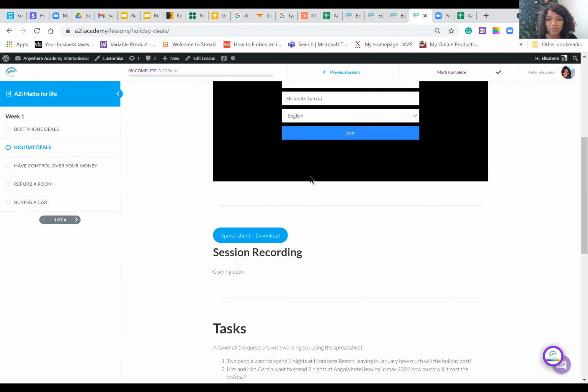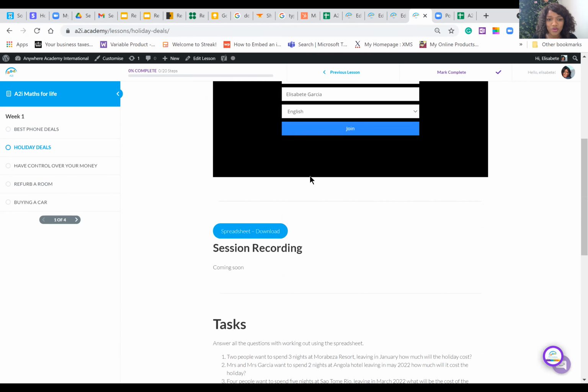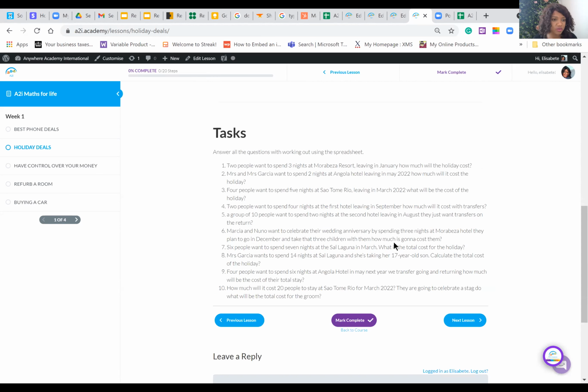So if you go up, we have the session, we have the spreadsheet to download, and we will have the session recording. And after we have all these tasks, which I want you to do first on the spreadsheet or on a piece of paper with all the calculations, I want you to transfer those skills onto quizzes. So then I can mark and you can see where your marks are. Okay. So this is double practice for this week.